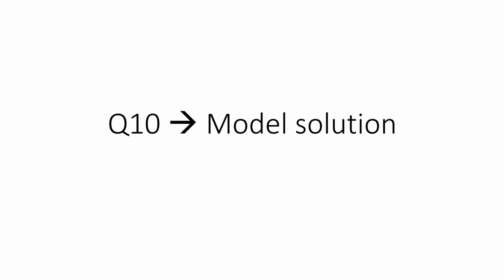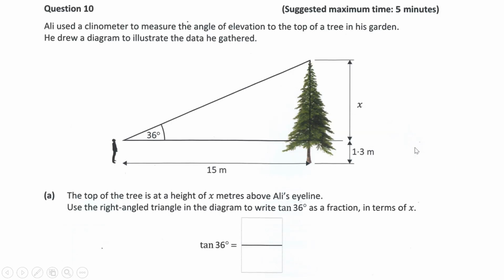So question 10 from your mocks is a trigonometry question, and it looks as so. Basically, Ali used a clinometer to measure the angle of elevation to the top of a tree in his garden. A clinometer is a device used in geography. You might use it in your Leaving Cert, where you can hold it in your hands and measure an angle to the top of something.